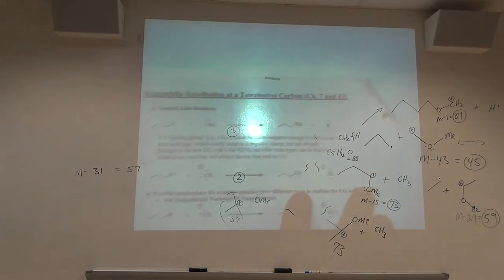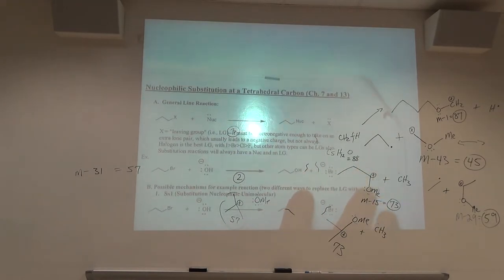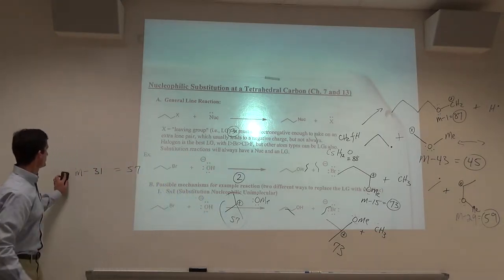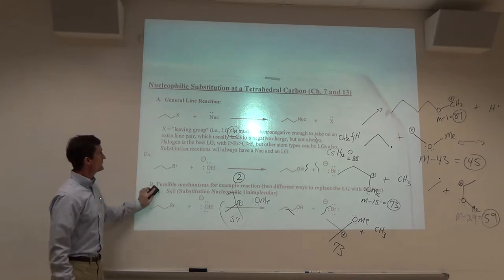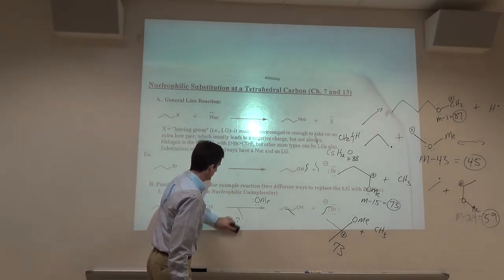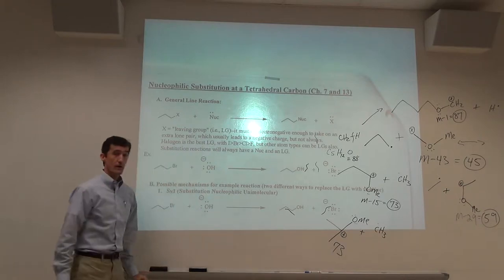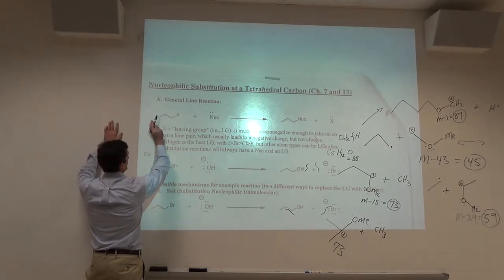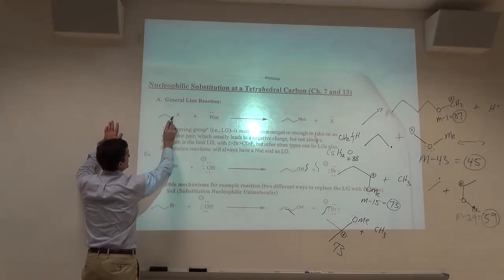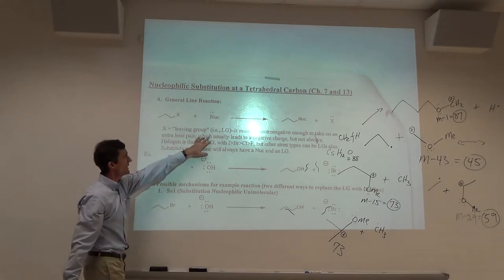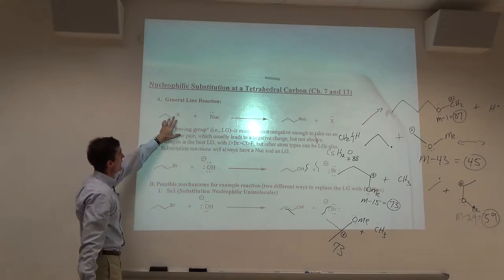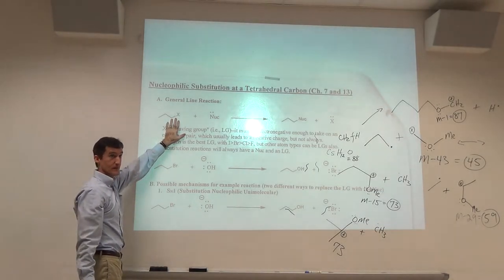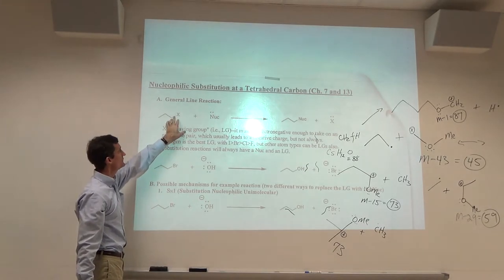Here's a general reaction here. We're going to have two reactants: an electrophile and a nucleophile. We're going to have some type of carbon with a leaving group. That's what this is. X is a leaving group, or I call it Lg. The leaving group is eventually going to leave the molecule. It's going to be replaced and substituted off.